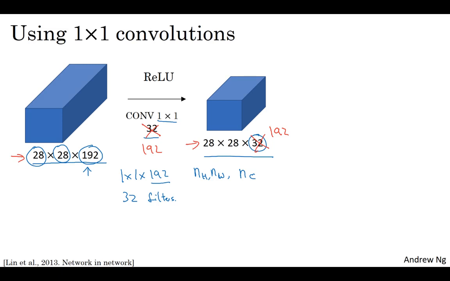So that's how a one-by-one convolutional layer is actually doing something pretty non-trivial, and it adds nonlinearity to your neural network and allows you to decrease, or keep the same, or if you want, increase the number of channels in your volumes. Next, you'll see that this is actually very useful for building the Inception network. Let's go on to that in the next video.